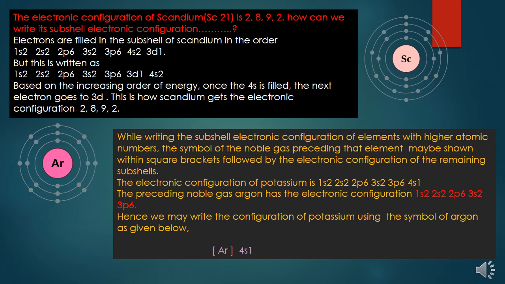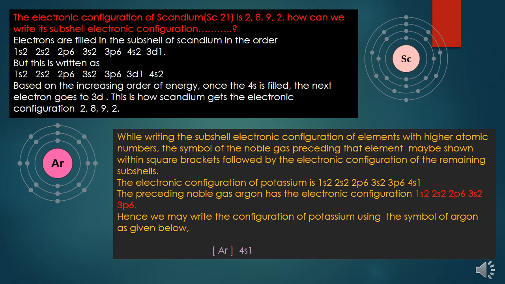While writing the subshell electronic configuration of elements with higher atomic numbers, the symbol of the noble gas preceding that element may be shown within square brackets, followed by the electronic configuration of the remaining subshells. Got it? The electronic configuration of potassium, this is an example, is 1s2, 2s2, 2p6, 3s2, 3p6 and 4s1. The preceding noble gas is argon.